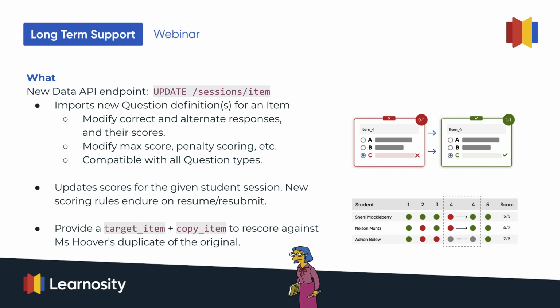So what you need to do this is access the data API's new endpoint, the update sessions items. So again, you can modify and correct any alternate responses or the original response and their scores. You can modify the maximum score, any penalty scoring, those sorts of things. This is compatible with all question types, by the way, all auto-scorable question types. Then we will update the scores for the given student session or sessions. The choice is yours. You can either provide the original item to update the score against or a copy item. So again, if you want to duplicate the item and rescore against that, you can do it that way as well.